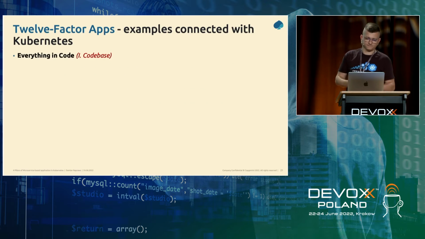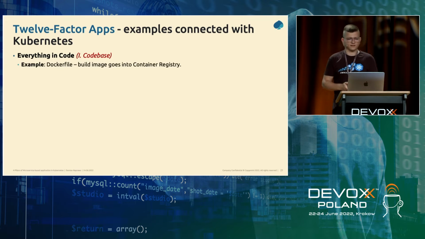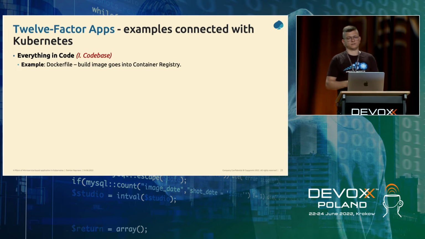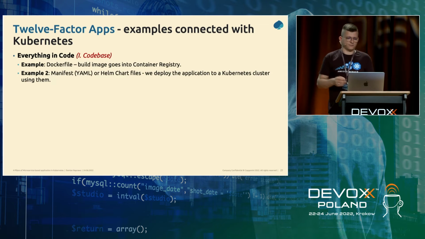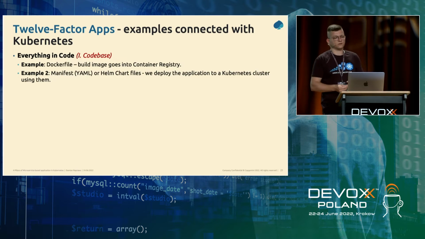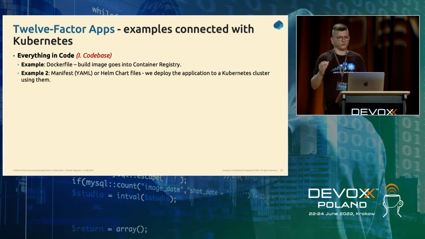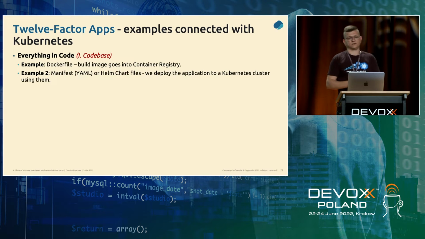So let's start. The first principle is everything in code. Let me give you an example. We have the Dockerfile in our Git repository. Based on this Dockerfile, we are building our Docker images, which go to the container registry. Second example, when it comes to Kubernetes, we are storing our Kubernetes manifest or Helm chart files in the Git repo. And based on that, we are deploying our apps to the Kubernetes cluster.